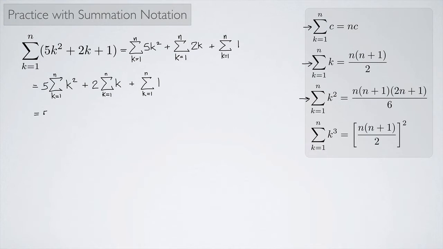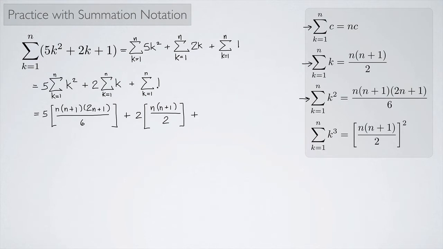So first I have 5 times the sum from k equals 1 to n of k squared. That's this right here. So that's going to be 5 times, and then I'm going to have n times n plus 1 times 2n plus 1, and then all of that is over 6. That's the first sum. Okay, next I have a 2, and then I'm going to have the sum from k equals 1 to n of plain old k, that was this one. So that's going to be n times n plus 1 all over 2.